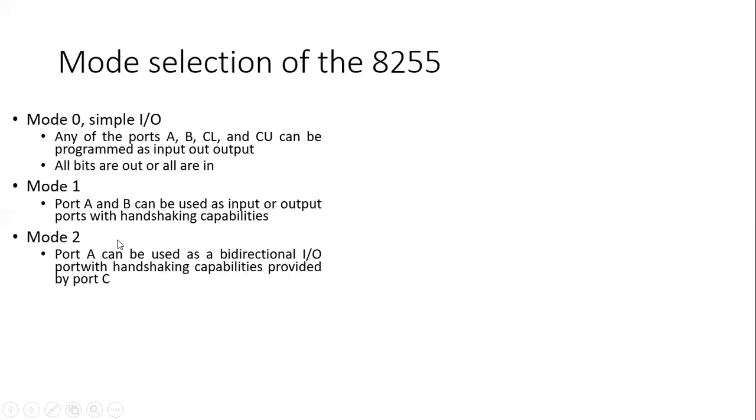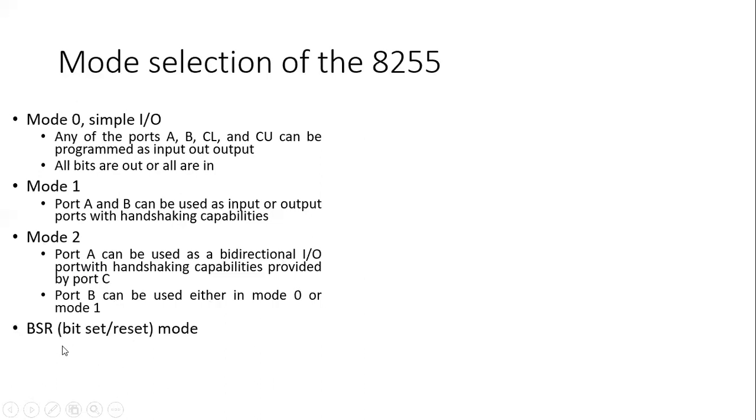And in mode 2, port A can be used as a bidirectional input and output port with handshaking capabilities provided by port C. That's about mode 2. Port B can be used either in mode 0 or in mode 1. So when you use mode 2, port A can be used as a bidirectional in-out port with the handshaking capabilities provided by port C, and port B can be used either in mode 0 or mode 1. Like this we can decide the mode.